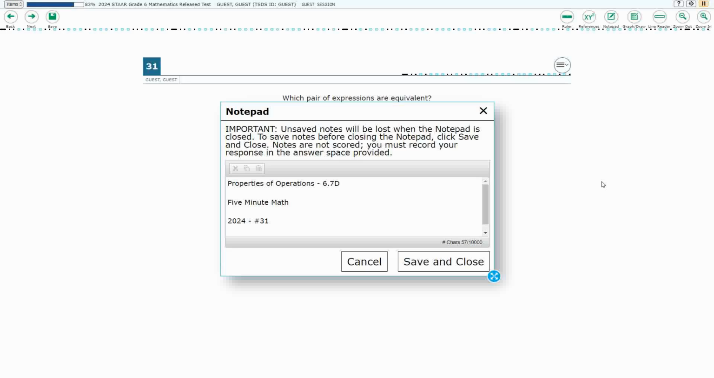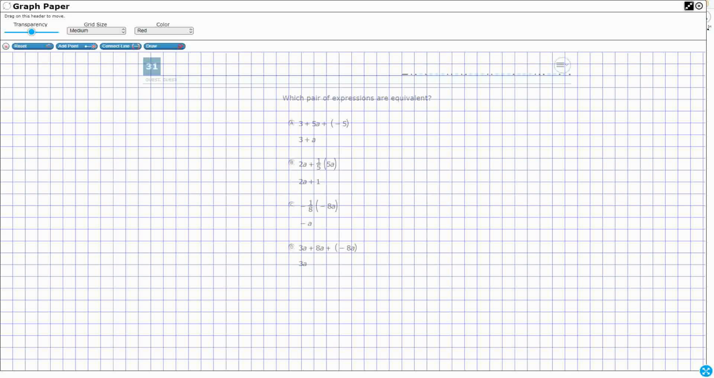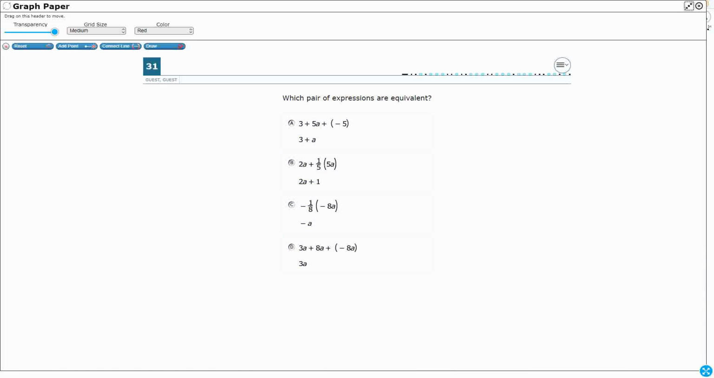Today we are looking at the 6th grade concept of properties of operations. This is standard 6.7D in the great state of Texas, and we are using item number 31 of the 2024 released STAAR test. If you haven't done so already, please go ahead and take a moment to pause the video, work this problem out on your own, unpause it, and we will look at our answers together.